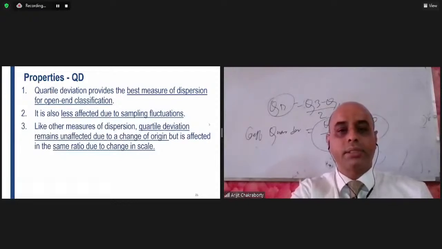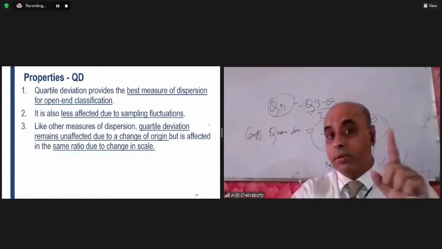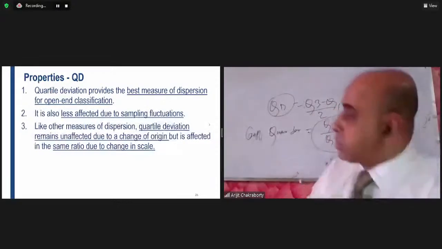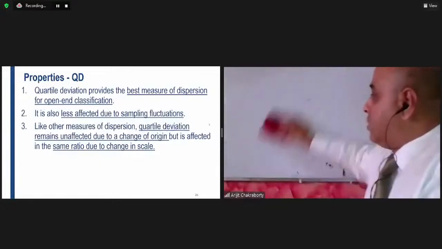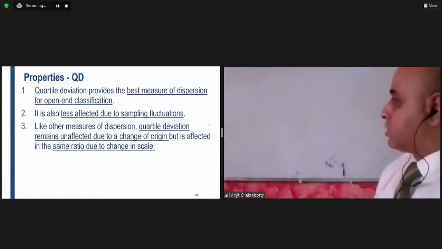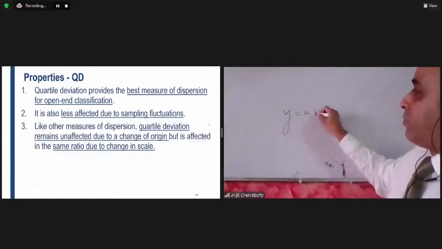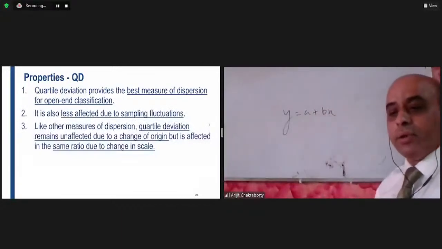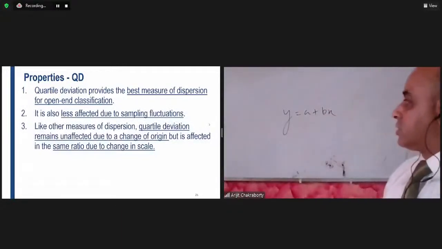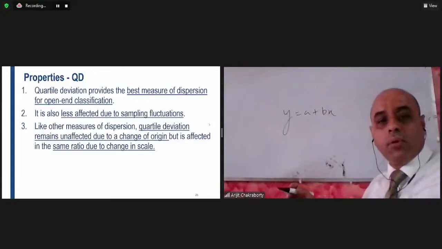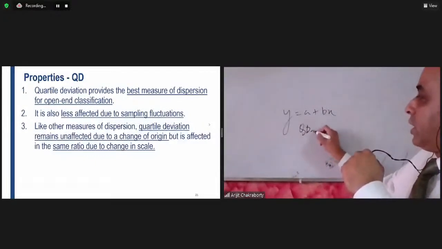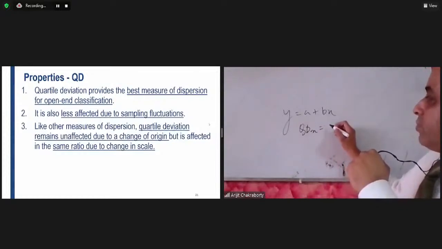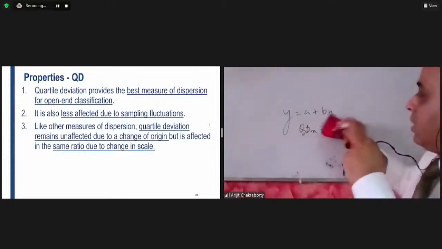And it is, when it comes to that important question, that if you have a relation like y equal to a plus bx, please remember the formula is very simple. If y equal to a plus bx, and if it is given that the quartile deviation of x, QD x, is, say for example, let me take a simple example here.